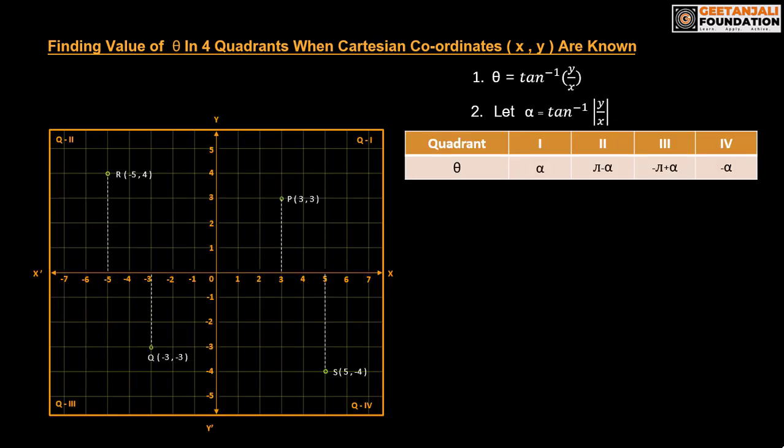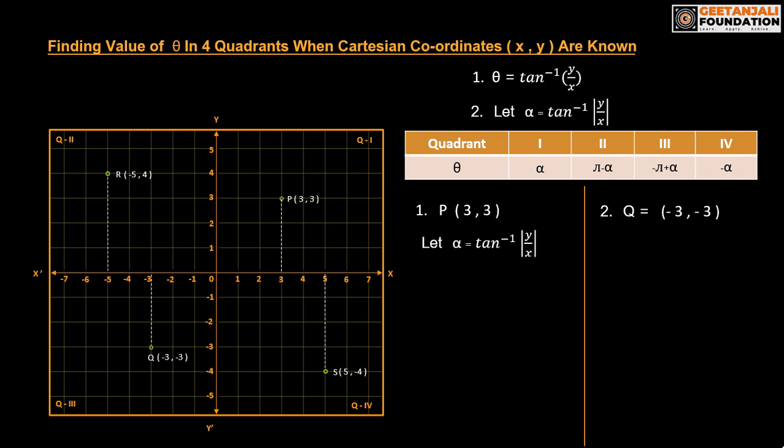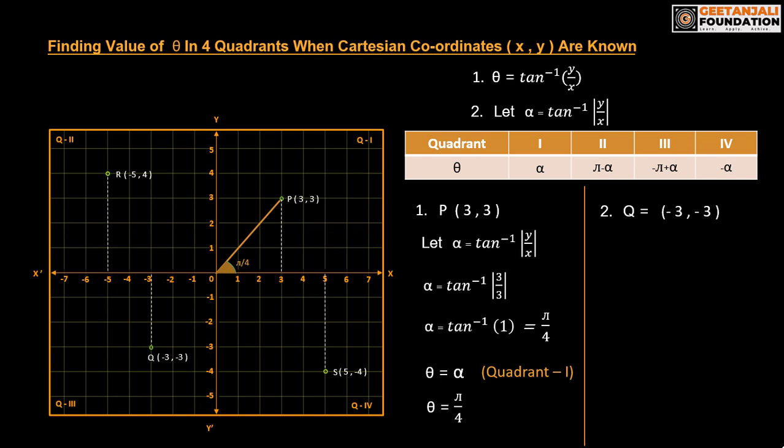I took 4 points here, P, Q, R and S, and we will follow the proper method to find the value of theta. So let's take first of all P and Q. Let's find the value of theta for point P, whose Cartesian coordinates are 3, 3. So let's take alpha equal to tan inverse modulus of y upon x. So the value of alpha would be tan inverse 3 upon 3, because here both x and y are 3 and 3. So alpha is equal to tan inverse 1, and the value of tan inverse 1 is pi by 4. Since point P is in the first quadrant, theta would be equal to alpha and its value would be pi by 4.